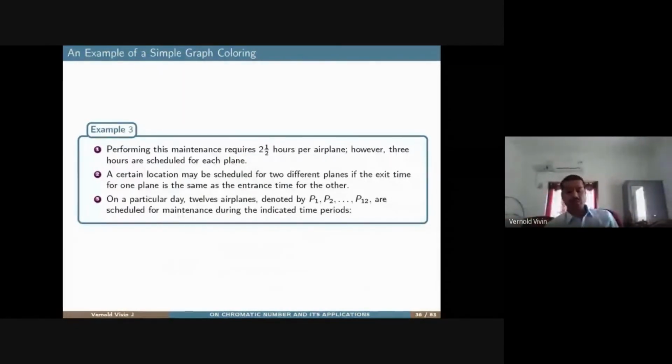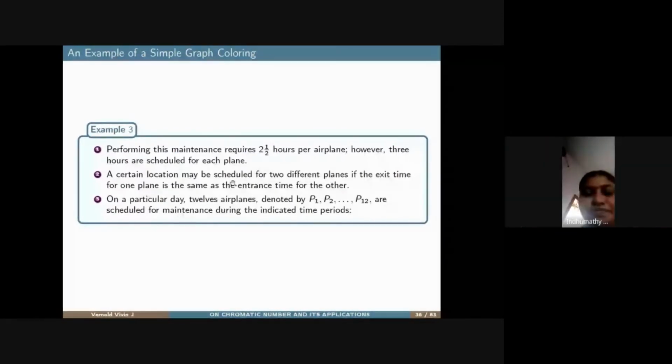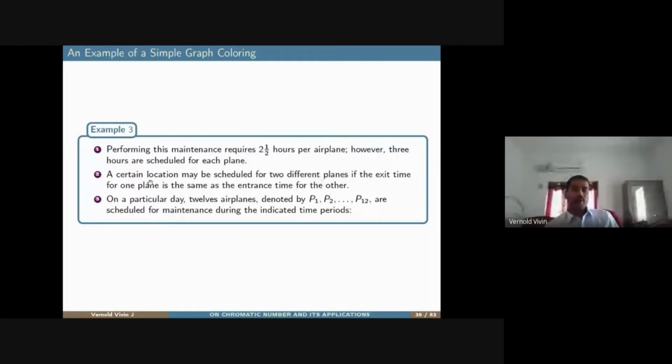There are 4 service stations. The work schedule for these 4 service stations is from 7 a.m. to 7 p.m. A certain location may be scheduled for 2 different planes if the exit time for one plane is the same as the entrance time for the other plane. So these are the conditions given. Yes, the same service location can service 2 planes, because one plane will be leaving the service and the other plane will be entering. That is allowed on a particular day. So on a particular day, 12 aeroplanes require this maintenance schedule.